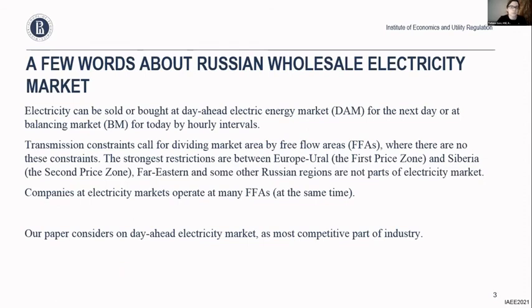So a few words about the Russian wholesale electricity market. In Russia, there are two markets, retail and wholesale. And at all of these markets, you can trade electricity capacity and electricity energy. Our research is about electricity energy at the day-ahead market, which, as we think, is the most competitive part of the industry in Russia. Also, we have transmission constraints, and there are free flow areas, where these constraints are less. Not everywhere in Russia is there a wholesale electricity market. The Far Eastern and some other regions are not part of the electricity market. And the strongest constraints are between the first price zone and the second price zone, where electricity transmission is very low.